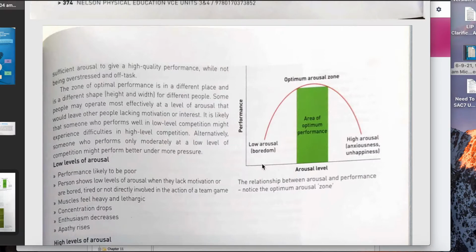And what it leads to is a low level of performance, because this vertical axis here is how well I will perform. So if I have a low level of arousal, then I actually have a low level of performance.